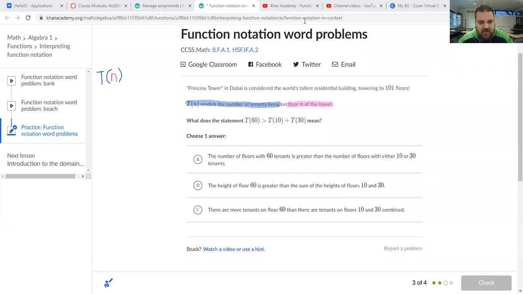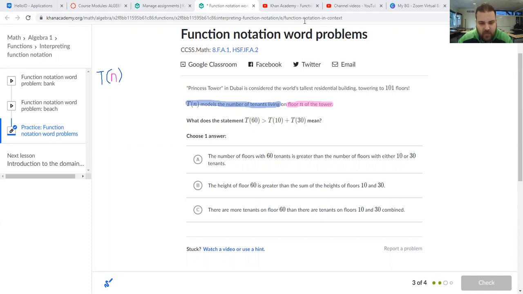Here we go. What does the statement T of 60 is greater than T of 10 plus T of 30 mean? A lot of stuff over here. I'm just going to say ignore that for a second. Let's just narrow down T of 60. The output for an input of 60, okay? So I'm going to read that the other way. When the input is 60, we have an output, right? And the input is floor N, which is the 60th floor. So we're saying the output for the 60th floor, like when you go to the 60th floor, you'll find an output, right? When you go to the 60th floor, there are how many people? There are a certain number of people.